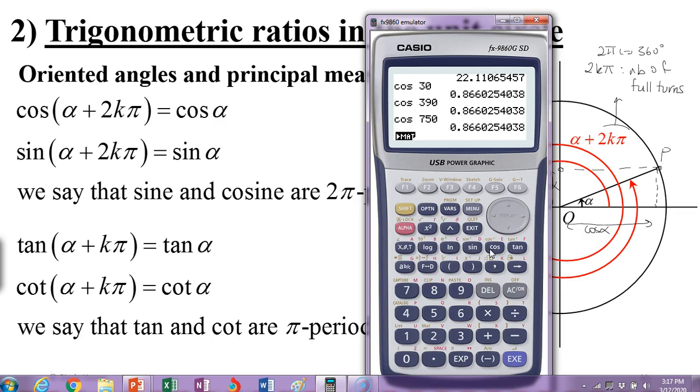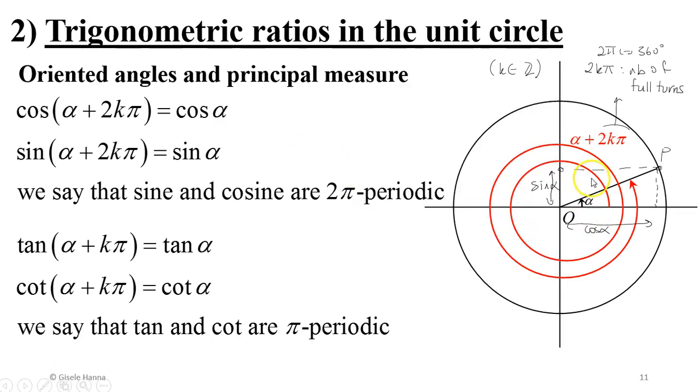And it's similar regarding sine, because when we're adding full turns, we're going back to the same point. Consequently, we have the same abscissa, so the same cosine, and the same ordinate, so it's the same sine. So in this case, we say that sine and cosine are 2 pi periodic, or they have a period of 2 pi, because the values of sine and cosine repeat every interval of length 2 pi.